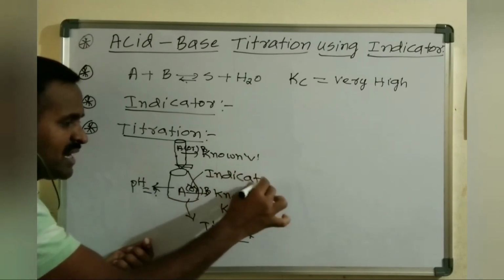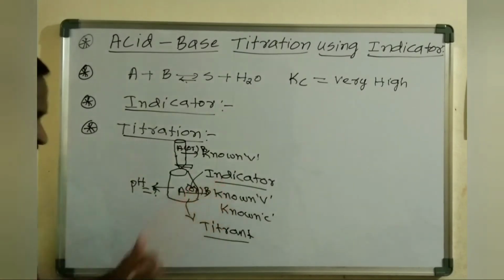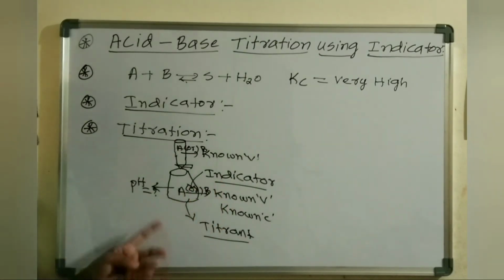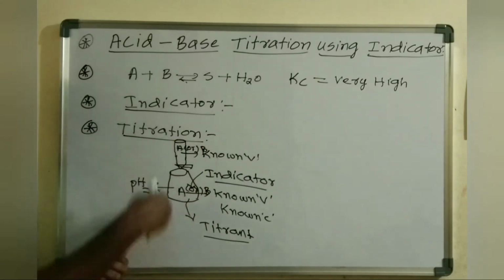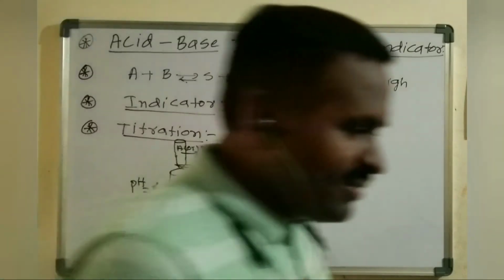Indicators should be added here. You can add 1 or 2 drops of indicator to the titrant and then again start titrating with the known volume of acid or a base which is taken in the burette. So you need to add it drop wise and stir with the help of a glass rod, and find how much volume of this acid or base is consumed.